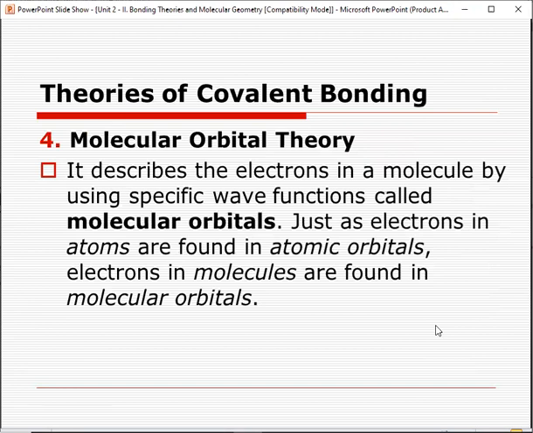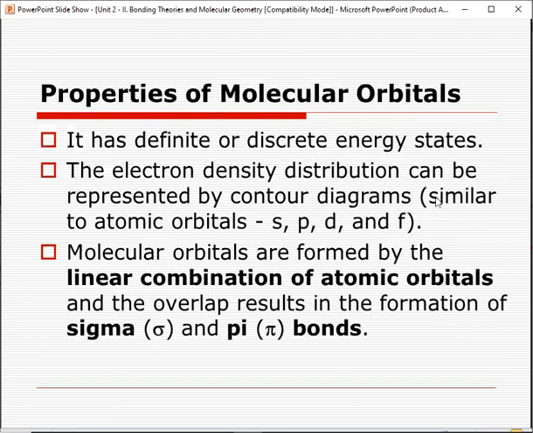Next, the molecular orbital theory. This describes the electrons in a molecule by using specific wave functions called molecular orbitals. Just as electrons in atoms are found in atomic orbitals, electrons in molecules are found in molecular orbitals. Ang molecular orbitals, it has definite or discrete energy states. The electron density distribution can be represented by contour diagram.